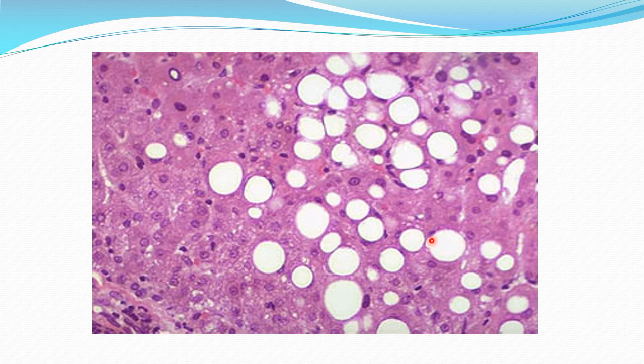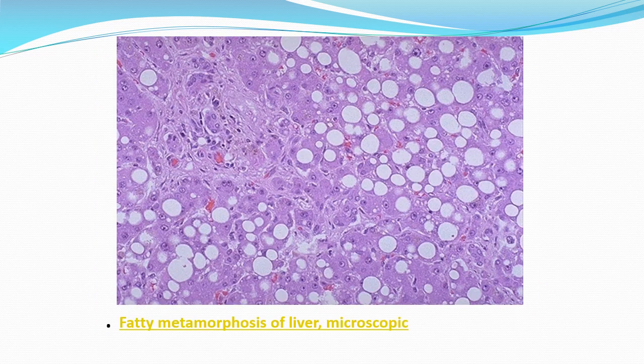This nucleus has been pushed to the periphery, so the nucleus is not visible. In the others you can see the nucleus, this is the nucleus, but in these cells you cannot see the nucleus because of the deposition of lipid inside the cell. This is also a fatty liver slide. Okay, so you can see this microscopically and identify that it is a slide of the fatty liver.